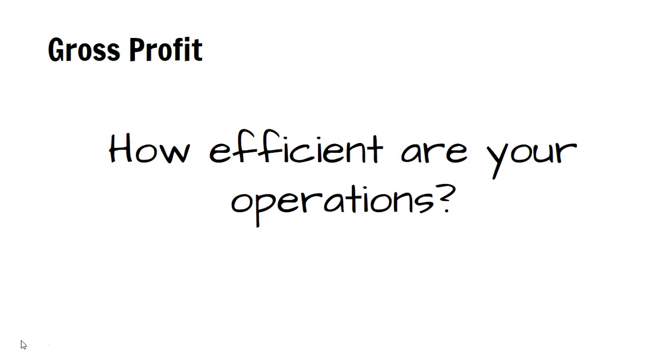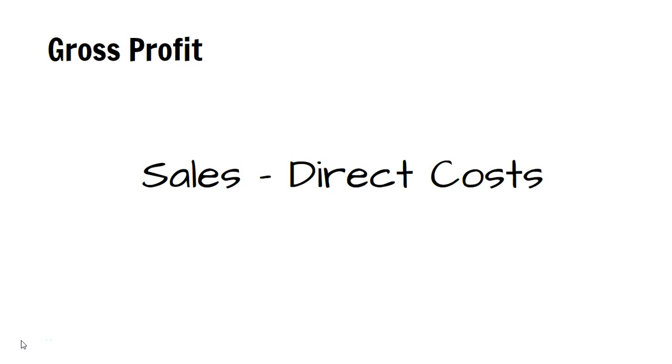So now we'll move over to gross profit. This is a very cool and a very important formula as well. It shows you how efficient you are running, how efficient you are operating. So it's basically your sales minus any direct cost. So whatever you charge minus the direct expense to create that sale.